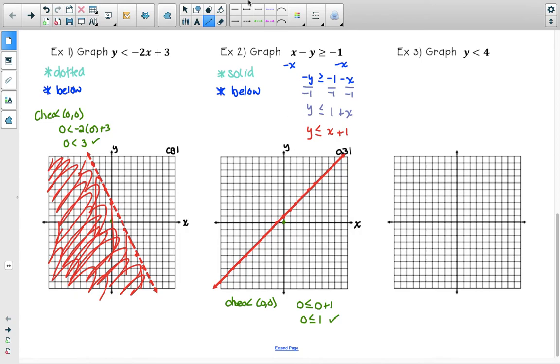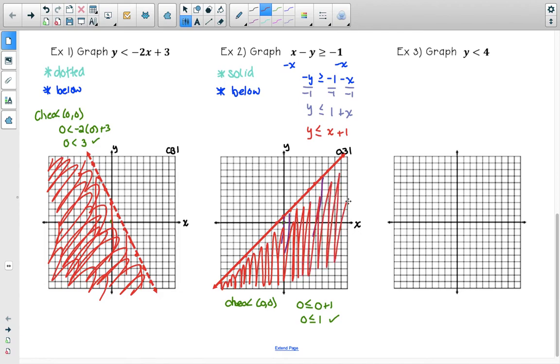And now I want to shade. So again, it said to shade below. So I'm going to take any point on this line and shade down. And it did in fact shade down towards that 0, 0, that green dot that I put here at 0, 0, because it should work. That means that all of this information is shaded. All of this information works.